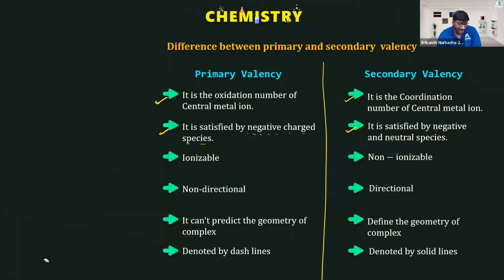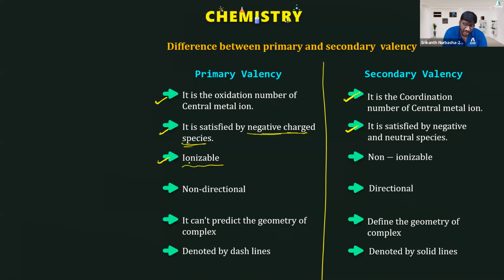That means secondary valency is giving an idea regarding the coordination number. So it is satisfied by negative, positive, and neutral ligands. All of them can satisfy the secondary valency. Primary valency has to satisfy the oxidation state of the central metal ion, so it has to be satisfied only by negatively charged species. The primary valencies are ionizable.